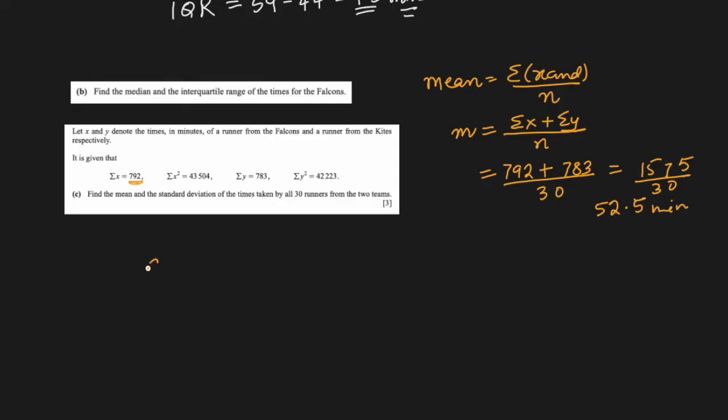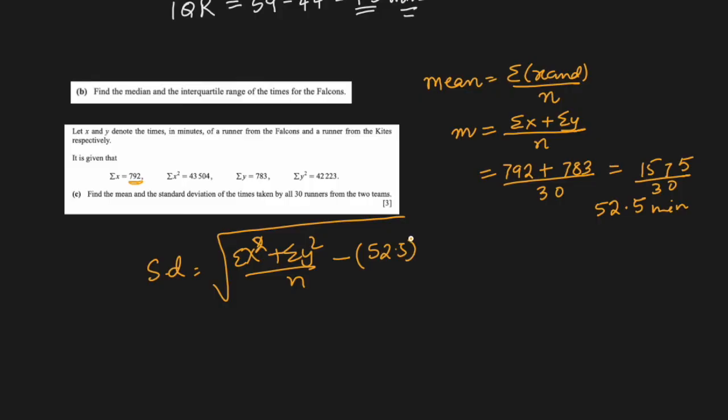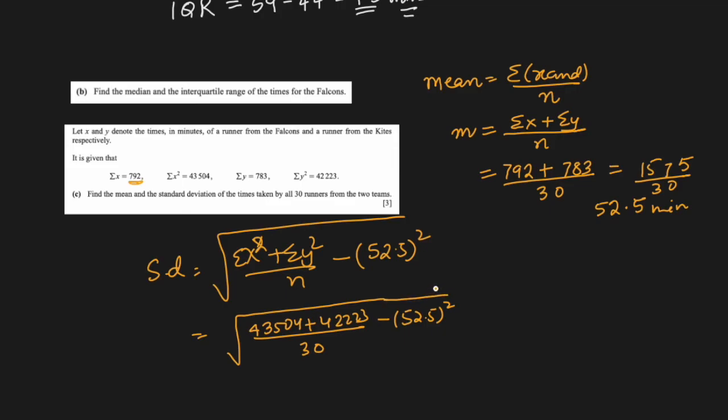The standard deviation will be the square root of sigma X square plus sigma Y square over n minus the mean square, which is 52.5 square. This is the formula for standard deviation. We know sigma X square is 43504 plus 42223 divided by 30 minus 52.5 square. Just put this in a calculator and you'll get the standard deviation as well.